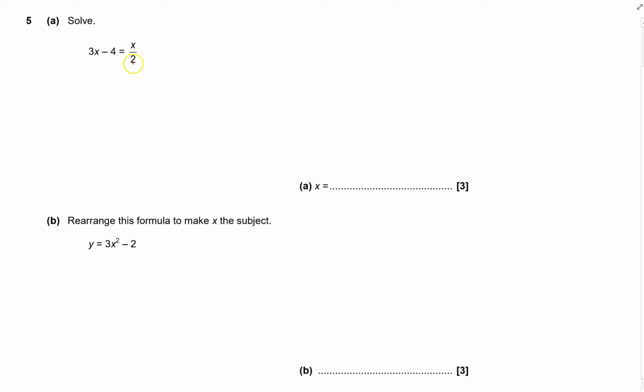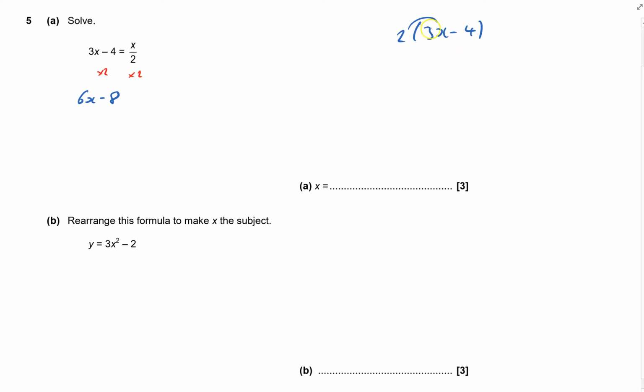Okay, there are different ways of doing these things, but I often like getting rid of things I don't like. I don't really like this divide by 2, so I'm going to get rid of it by timesing both sides by 2. If I times everything over here by 2, 3x times 2 will be 6x, then minus the 8, because what we're doing is actually 2 lots of 3x minus 4.